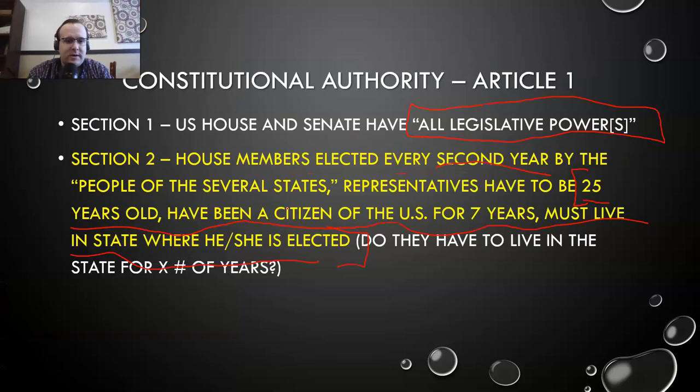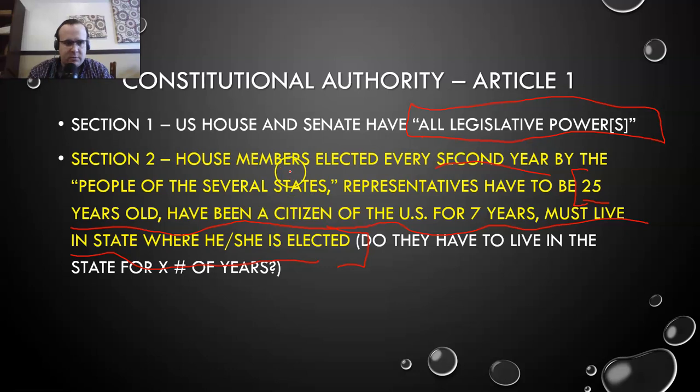So, the U.S. House and Senate have all legislative power. This is separation of power. Remember, the president has executive power, all executive power. The courts have all judicial power. The president enforces the law that Congress writes. Congress makes the law. The judicial branch, the courts, adjudicate the law. Separation of power there.